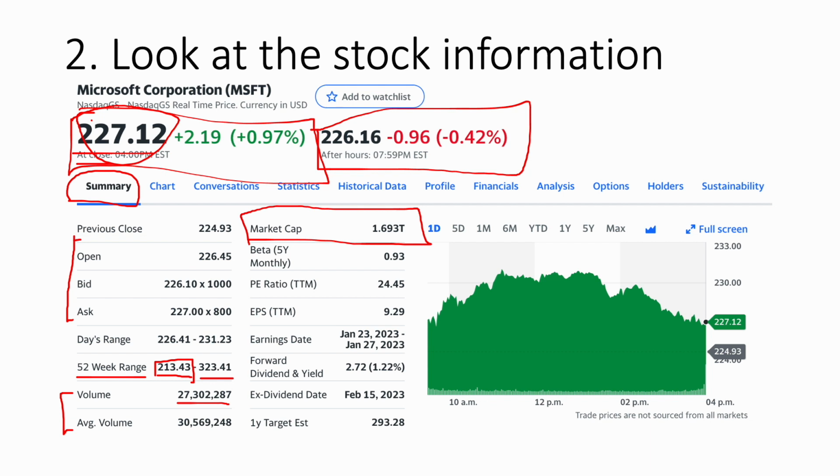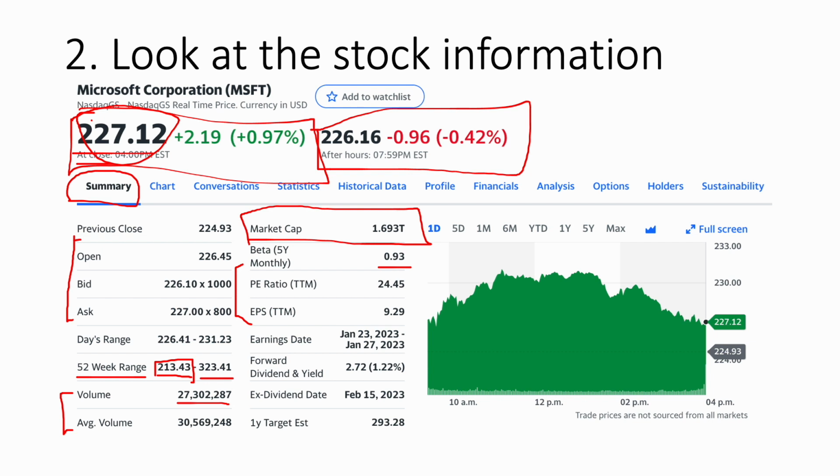The beta, PE ratio, and EPS are kind of advanced. The beta is basically a volatility measure, which means if it's less than 1, the stock is less volatile. If it's over 1, the stock is more volatile. So in Microsoft's case, 0.93. If the market went up 1%, that means Microsoft went up 0.93%. Skip it for now.